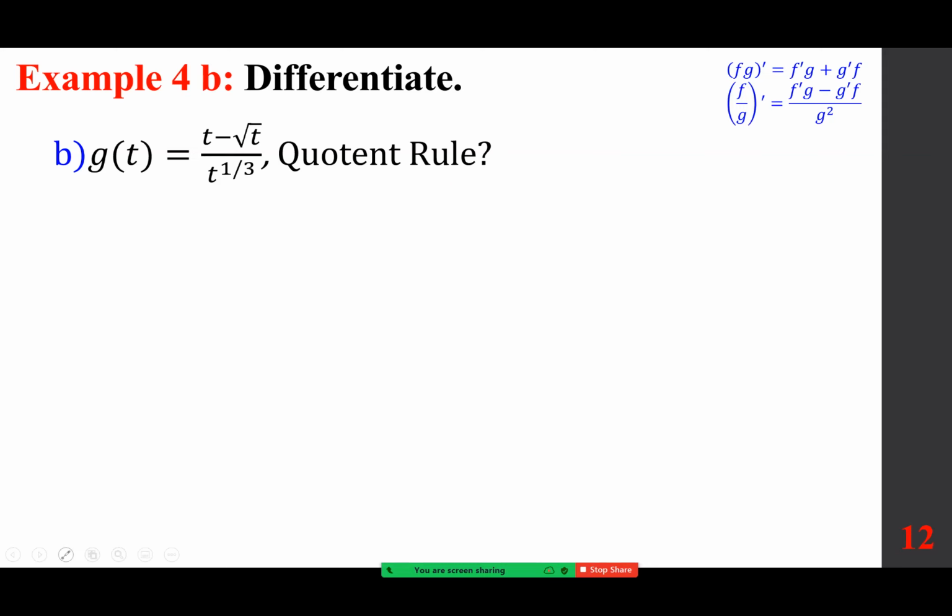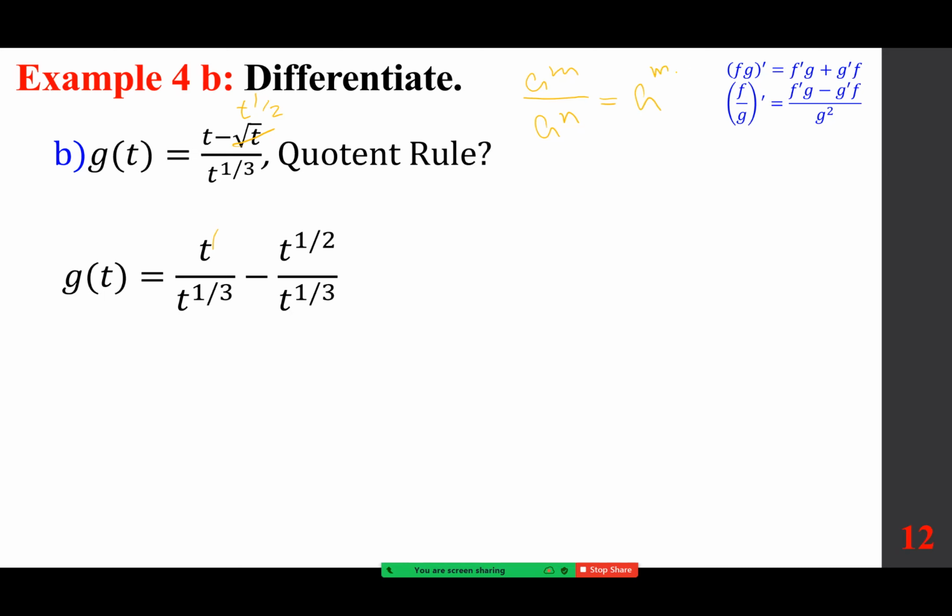So what is the process? First, change this to t to the power of 1/2 and make up two fractions. Notice this is t to the power of 1 and a to the power of m over a to the power of n is a to the power of m minus n. This is the quotient rule for exponentials. Therefore, the first one becomes t to the power of 1 minus 1/3. The second one becomes t to the power of 1/2 minus 1/3.